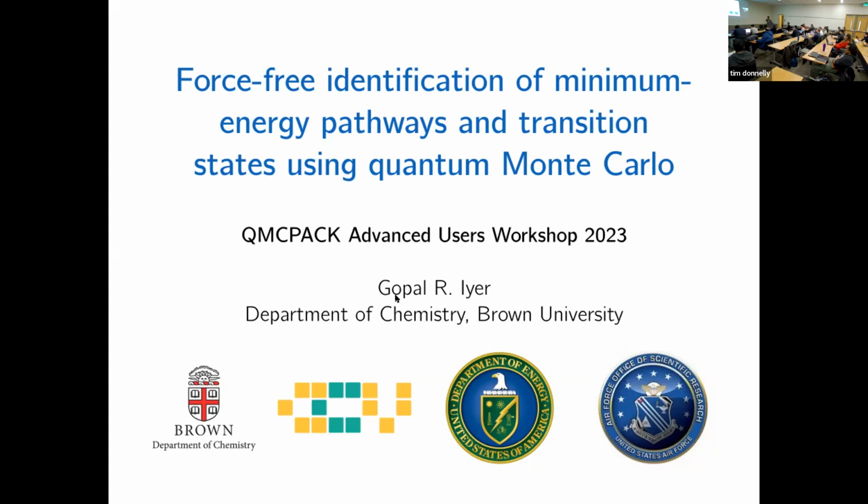Specifically, I'm going to use the surrogate Hessian line search method that Jaron described yesterday to identify the minimum energy pathways that exist between equilibrium states when you have a stochastic potential energy surface of the kind that you would have if you do diffusion Monte Carlo calculations.